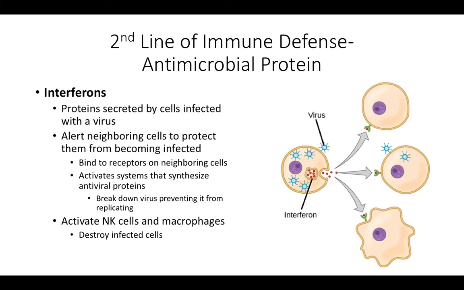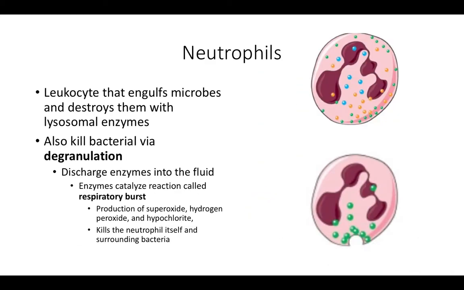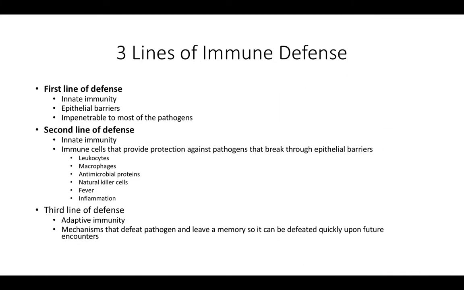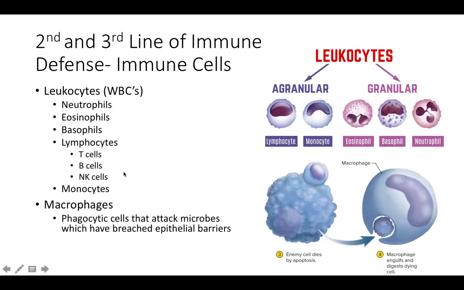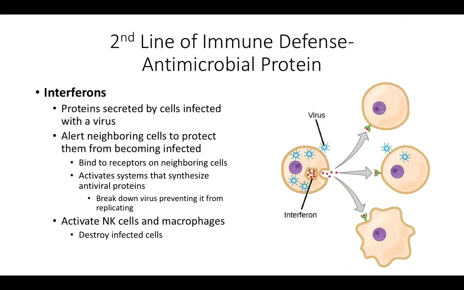Okay, so those are all of the second line of defense in terms of immune cells. If we go back to this slide here, see second line of defense, leukocytes and macrophages. That's what we just talked about. And we actually talked about natural killer cells too. Now we're going to start talking about antimicrobial proteins and what role they play in the second line of immune defense. So the first of the proteins that I want you guys to know is interferons.